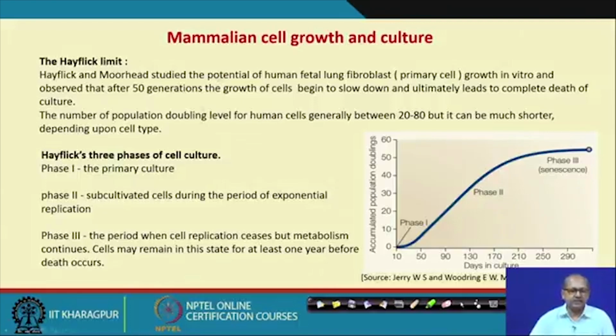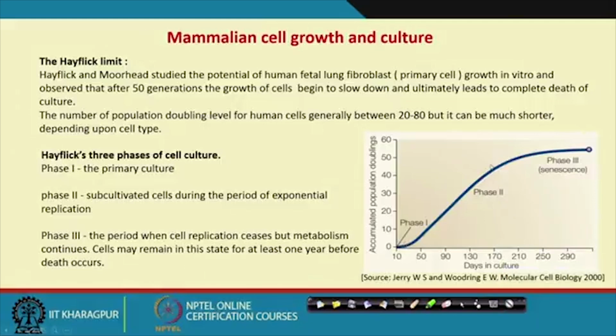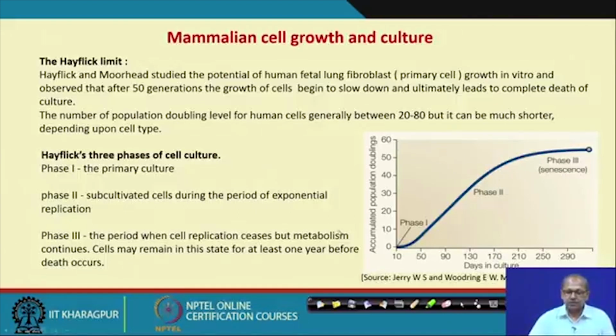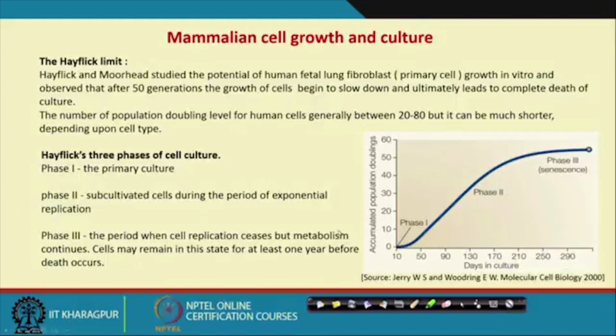So, the Hayflick effect has 3 distinct phases: phase 1, phase 2 and phase 3. Phase 1 is the primary culture, phase 2 is the subcultivated cells during the period of exponential replication. This is the most important phase where you can culture the cells. Phase 3 is the senescence phase, meaning in that period cell replication ceases, but the cells are metabolically active. Cells may remain in that state for at least 1 year before senescence, after which the cells will die. This is the nature of primary cells, and primary cells are very good for experimenting because they have all the characteristics present in the in vivo situation.